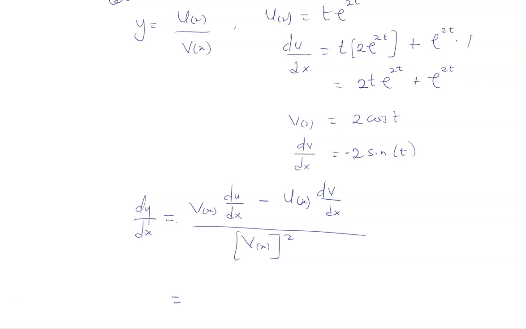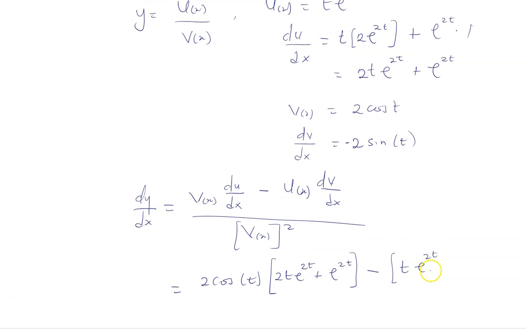So when we are substituting, what do we get? v of x was giving us 2 cos t. Then u prime of x is giving us 2t e^(2t) plus e^(2t). Okay, very good. Then minus u of x. u of x was giving us t e^(2t).